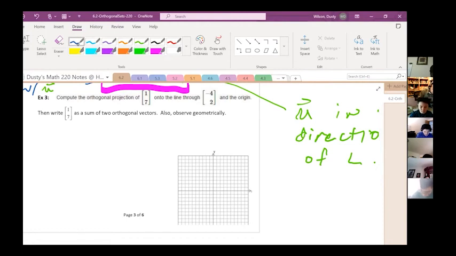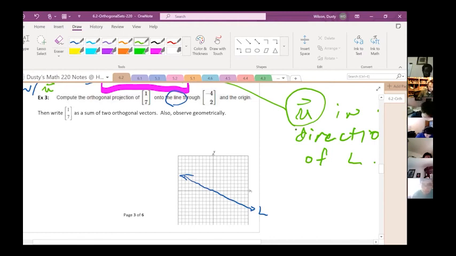So our line is going to go through (-4, 2). Negative 4, 2. So that would be something like this. So this is our line L. And then we're going to let our vector U be any vector that's on L. So got a suggestion for a vector that's on L or parallel to L? And don't overthink about this.